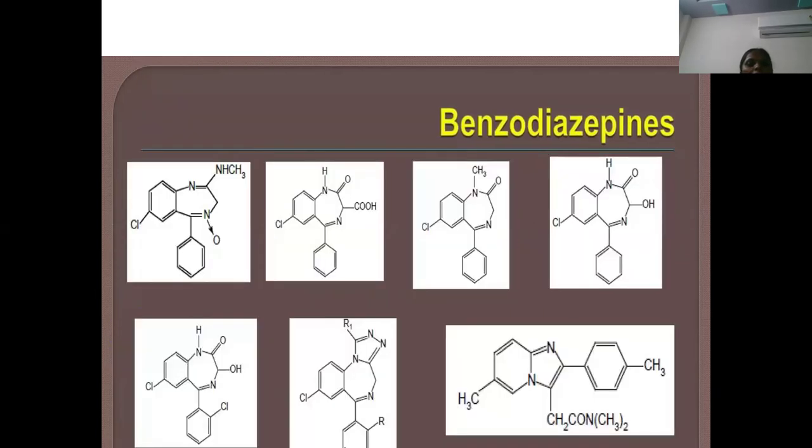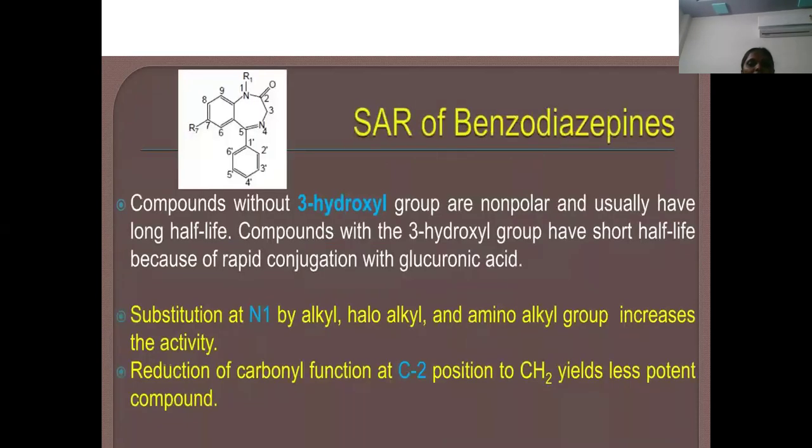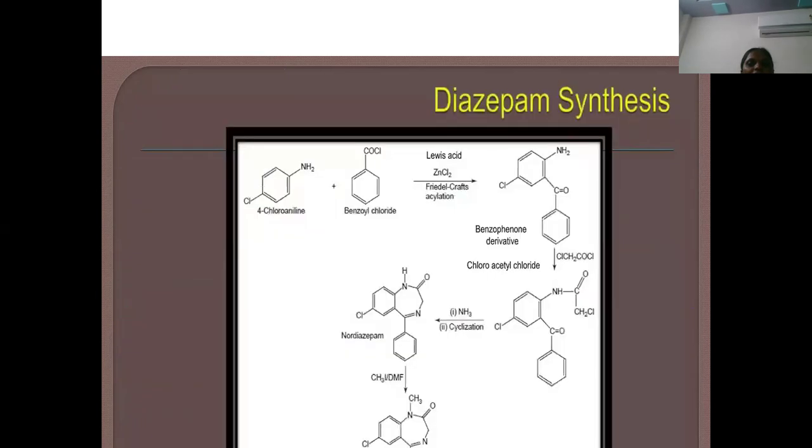Next, these are all the examples of benzodiazepines. Already you know what the examples are. This is about the SAR. Next, coming to the diazepam synthesis. Diazepam is a very, very important drug. So, how do we synthesize diazepam?